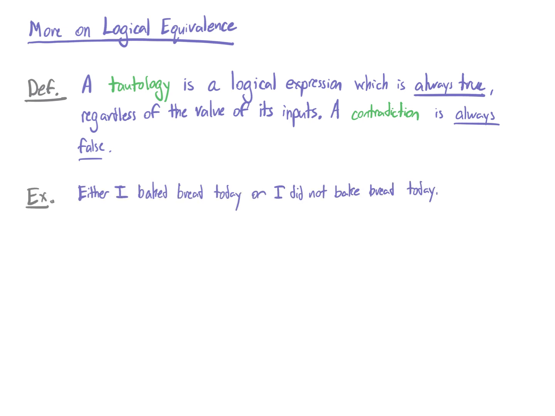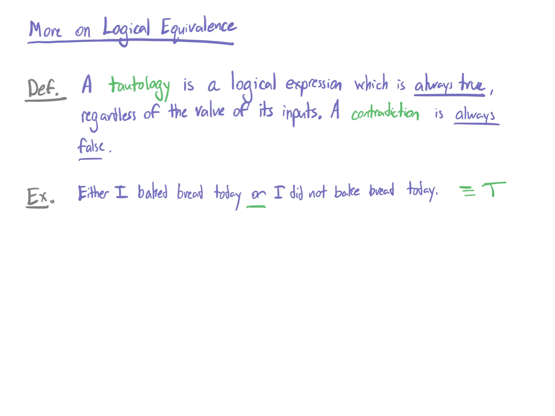So, here's an example. Either I baked bread today, or I did not bake bread today. This is an or kind of statement. We can see our disjunction operator here. And the thing about this statement is that it is always true. It's logically equivalent to truth. It's always true, regardless of whether I baked bread today.